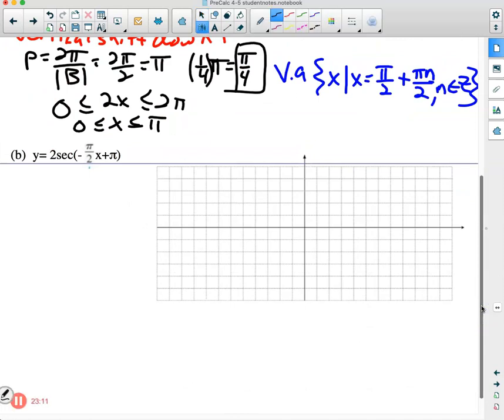y equals 2 secant of negative pi over 2 x plus pi. So the first thing that I see is it's secant. And I remember, oh yeah, secant, that's 1 over cosine of theta. There's a negative in there for B. I'm going to factor that out and think about what I can do with that.